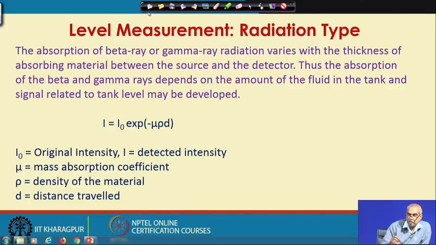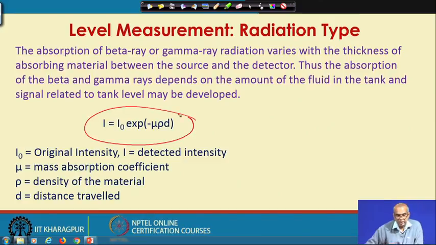So, then the detected intensity of the radiation depends on the thickness of the material d, density of the material rho and mass absorption coefficient mu, and of course, on the original intensity by this expression: I equal to I0 e to the power minus mu rho d. So, d is the distance travelled.